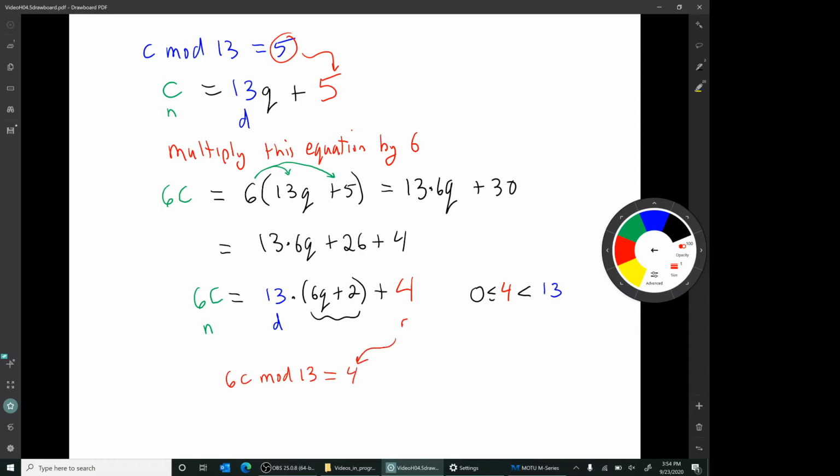That's the end of that example. 6c mod 13 is that number 4. That's the r.